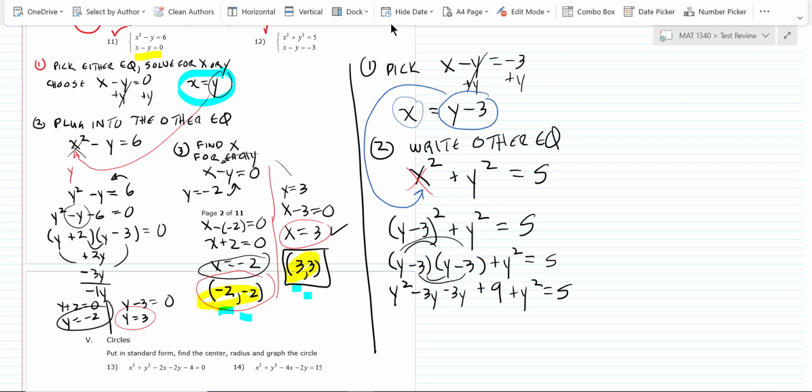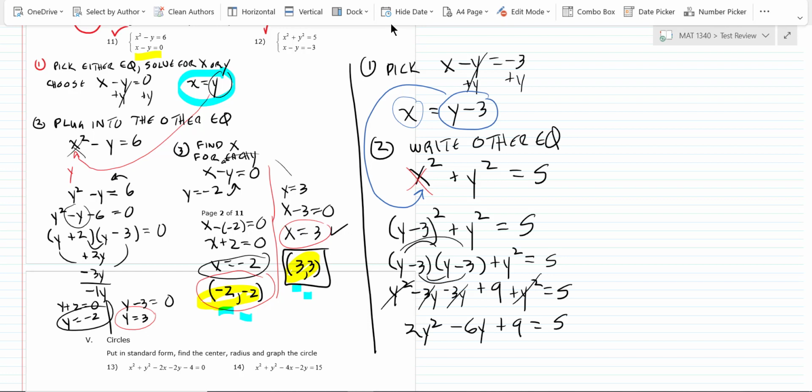What next? What do you see? Combining like terms, it would be 2y squared minus 6y. Good, like terms. So we've got 2y squared, and I think I heard you say minus 6y plus 9 equals 5. Okay, now what?